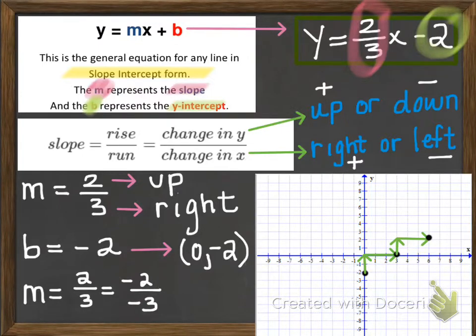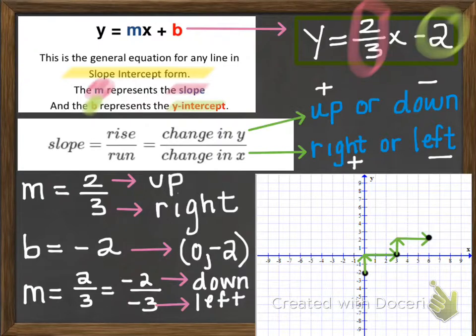Because remember, a negative divided by a negative is also a positive. So -2 over -3 would simplify to positive 2/3. But if I think of it as -2 over -3, I could also think that I can go down 2 units and left 3 units.